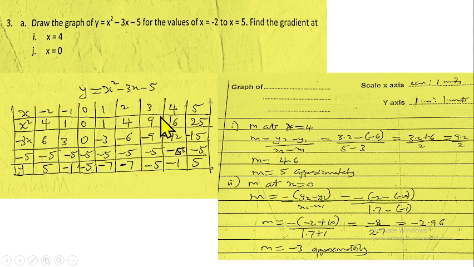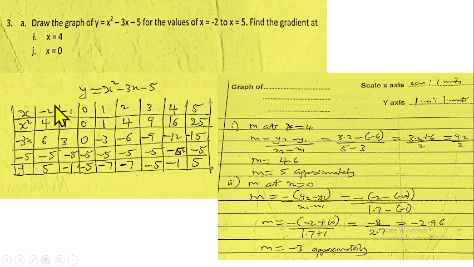Question number 3 is on gradient. Having drawn the graph, so you have to draw the graph of this quadratic equation, giving the value of our s from minus 2 to 5. You have to find the gradient at s is equal to 4 and s is equal to 0. This is quite simple as well.